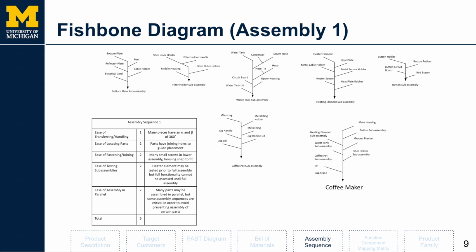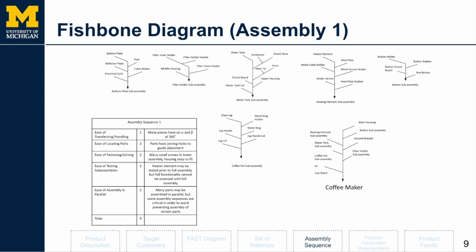All right, so this is our first fishbone diagram, first assembly sequence. You can see that there are a number of subassemblies that are getting put together in parallel and then eventually getting brought together down in that assembly sequence at the bottom right. So for our scoring, we said the ease of transfer and handling is a 1. There are a number of pieces that have only one position that they fit for an alpha and beta of 360 degrees, so that gets a score of a 1.